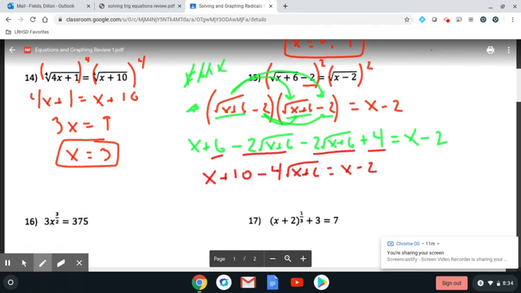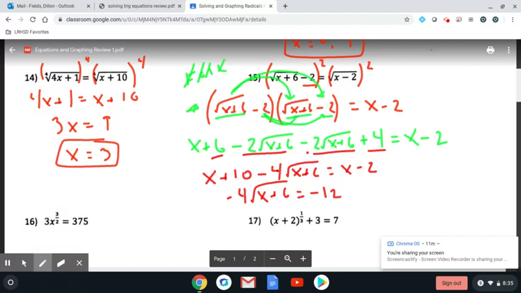All right, so once you condense that left side, you want to see if you can get this square root symbol by itself on the left side, because then we want to square both sides again and go from there. So I'm going to subtract an x on both sides, and the x's cancel out. I'm also going to subtract a 10 on both sides. That leaves me with a -4 times the square root of x plus 6. Our x's cancel out, and we're just left with a -12.